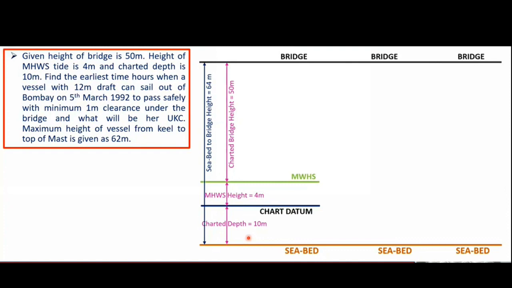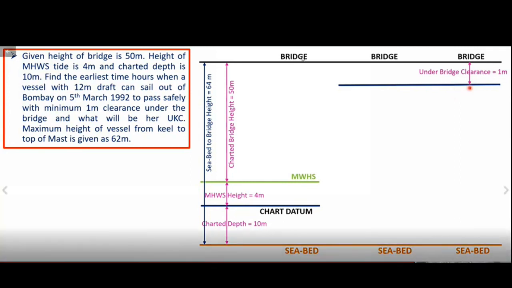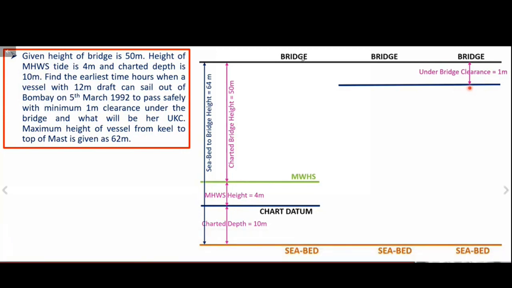The question wants the minimum mast clearance from the bridge, under bridge clearance of 1 meter. That means our mast cannot cross this line. This is the highest point to which our mast top could be reaching when we are crossing the bridge. So 1 meter clearance is required. So we have marked that 1 meter clearance on top. Right, beta? Clear? Yes, sir. Very good.